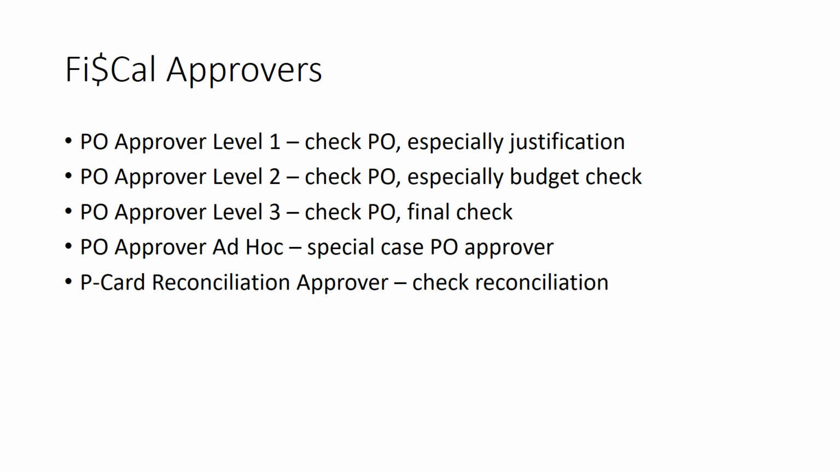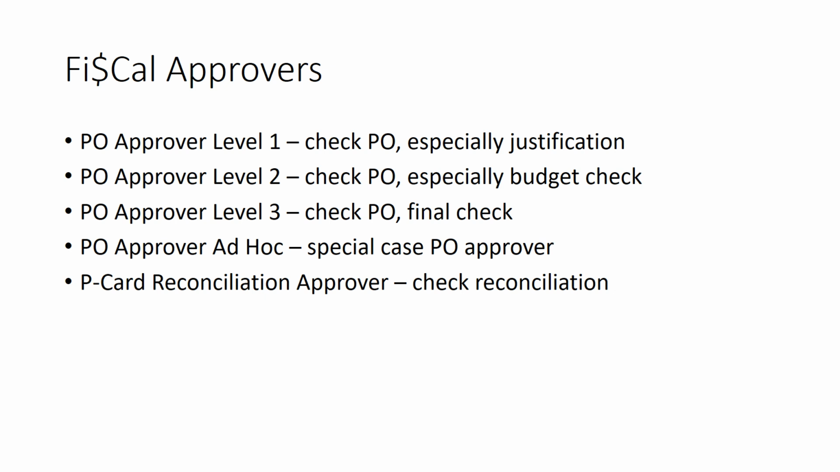Ad hoc approvers might be added to this chain of approvers at any point as a special one-time approver just for that particular purchase. Reconciliation approvers act at the very end of the Fiscal purchasing chain, confirming that purchasers have reconciled their P-card, also known as CalCard, transactions accurately, the same way they used to sign the bank statement on the front of CalCard packages, verifying that everything is correct.